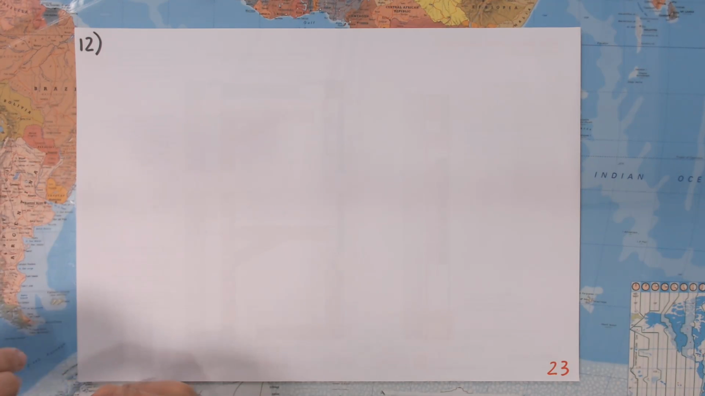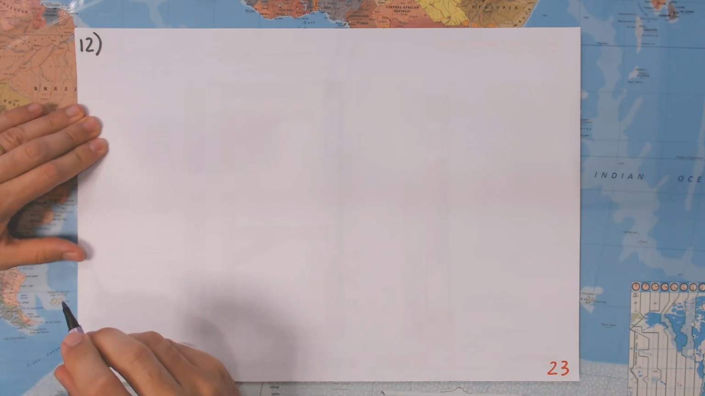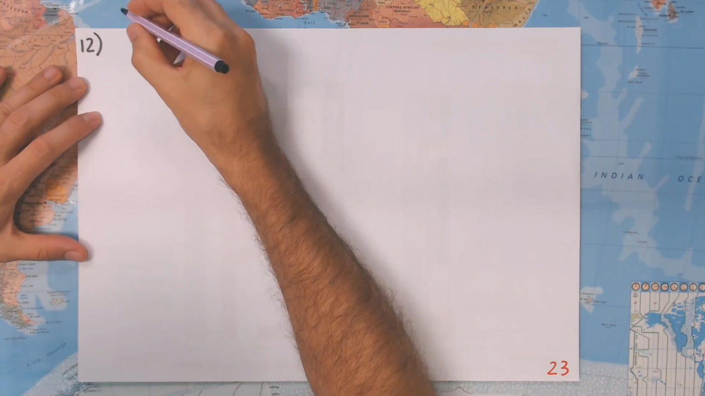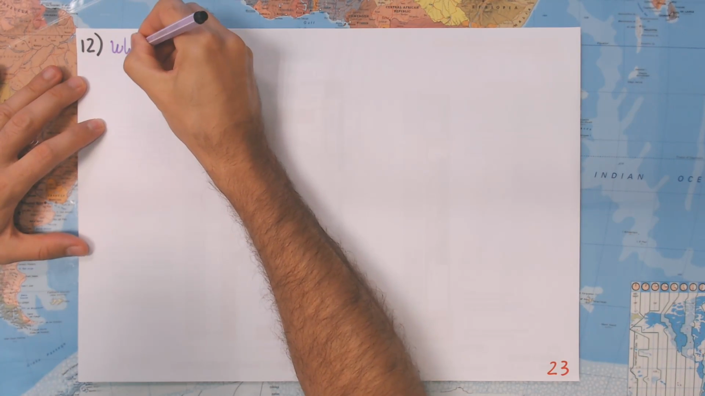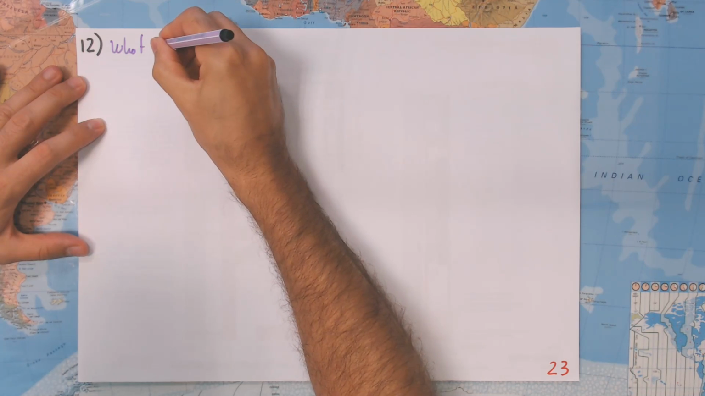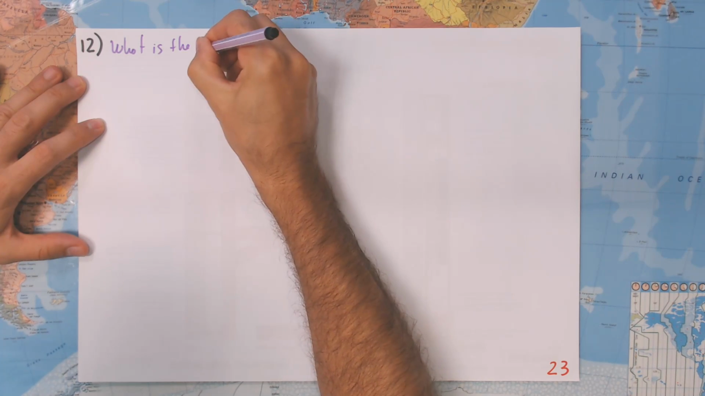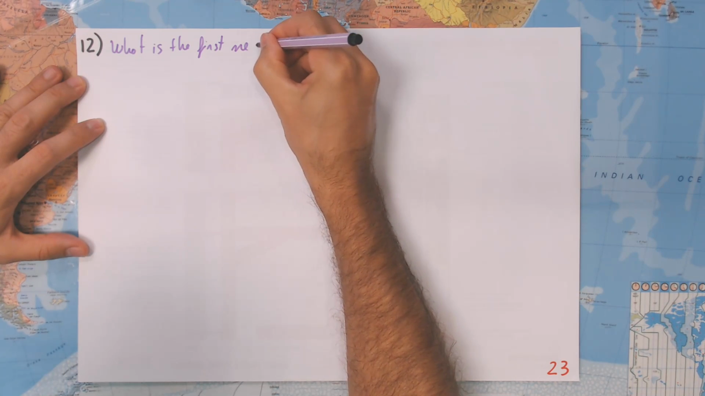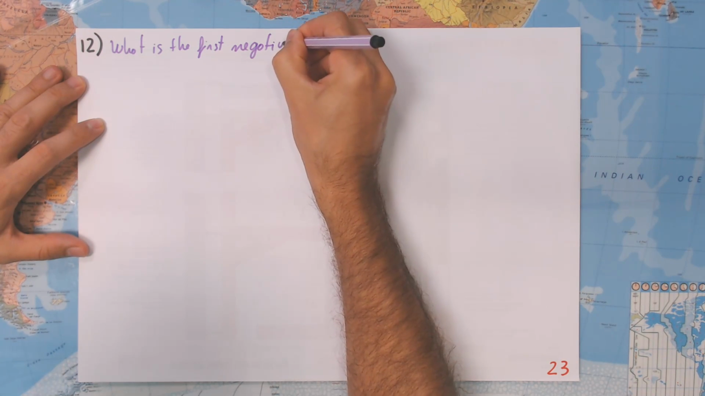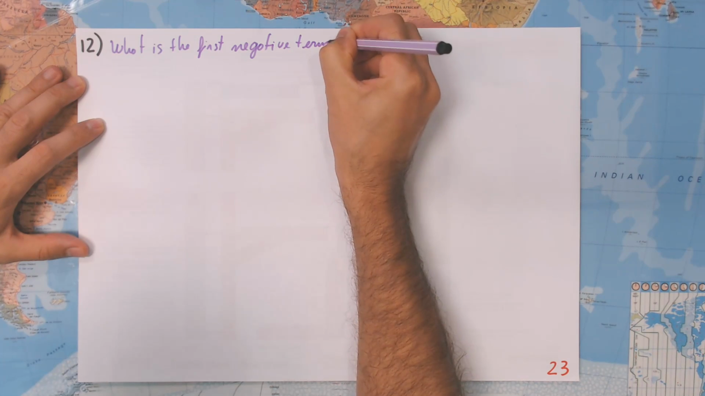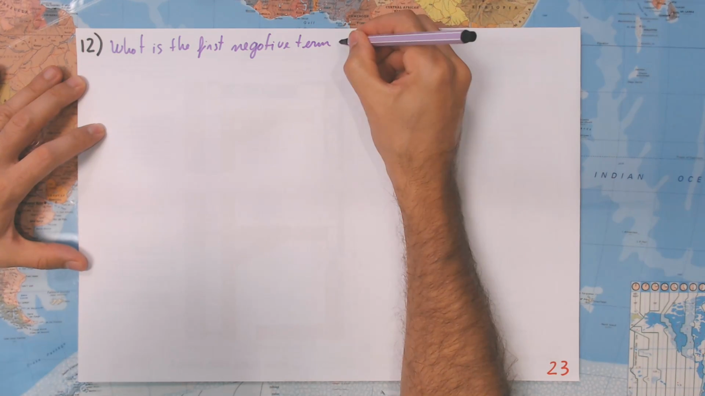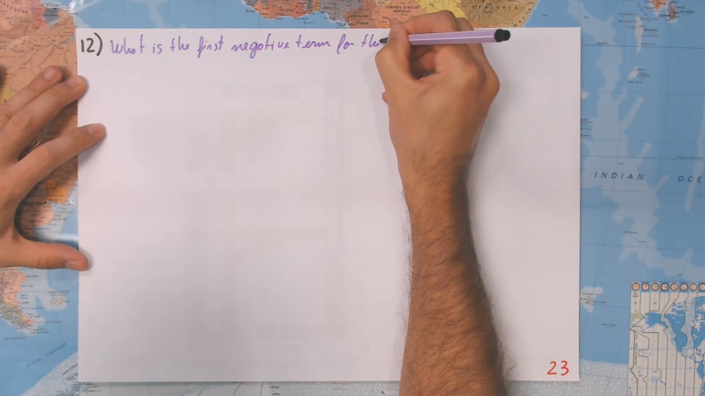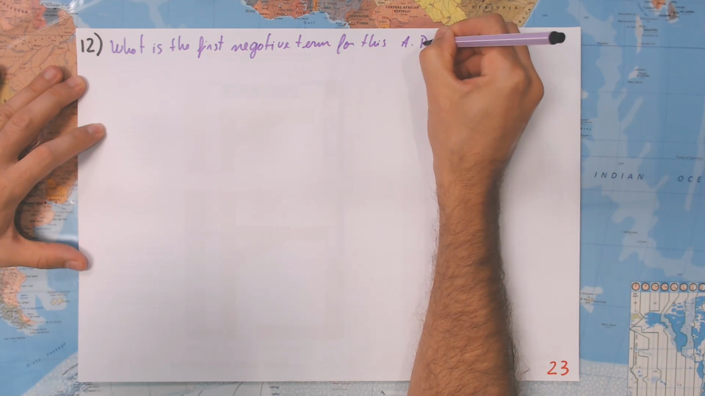Now let's see number 12 exercise. It is a little bit different. What is the first negative term for this arithmetic progression?